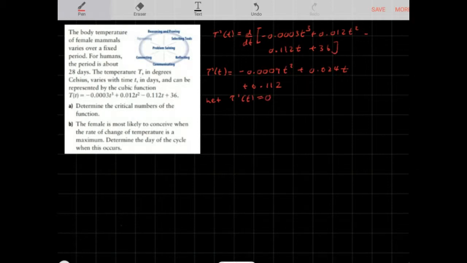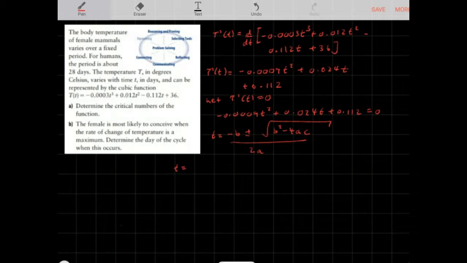To find the critical numbers, I'm going to let T'(t) equal 0. So we get -0.0009t^2 + 0.024t + 0.112 = 0. If you want to solve for t, you need to use the quadratic formula: t is equal to negative b plus or minus the square root of b squared minus 4ac, over 2a.